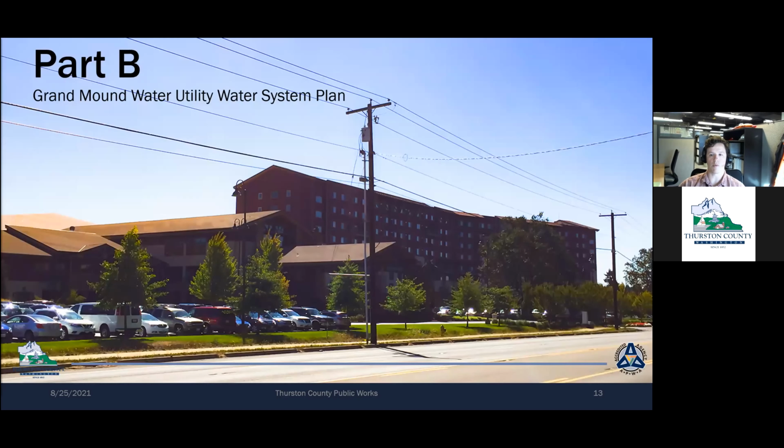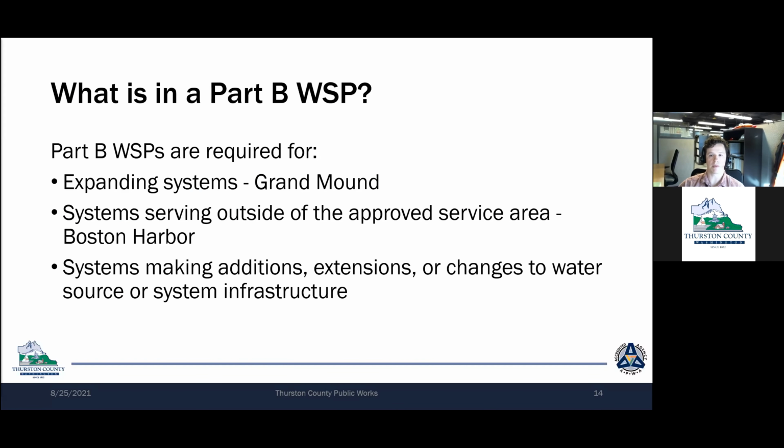Now we will discuss Part B water system plans. These plans are system specific and are required for systems that meet certain criteria that require greater planning documentation. Part B water system plans are required for expanding systems such as Grand Mound, systems serving outside of the approved service area, such as Boston Harbor, and for systems making additions, extensions, or changes to water source or system infrastructure. The Tam-O-Shan water system does not need a Part B water system plan at this time.